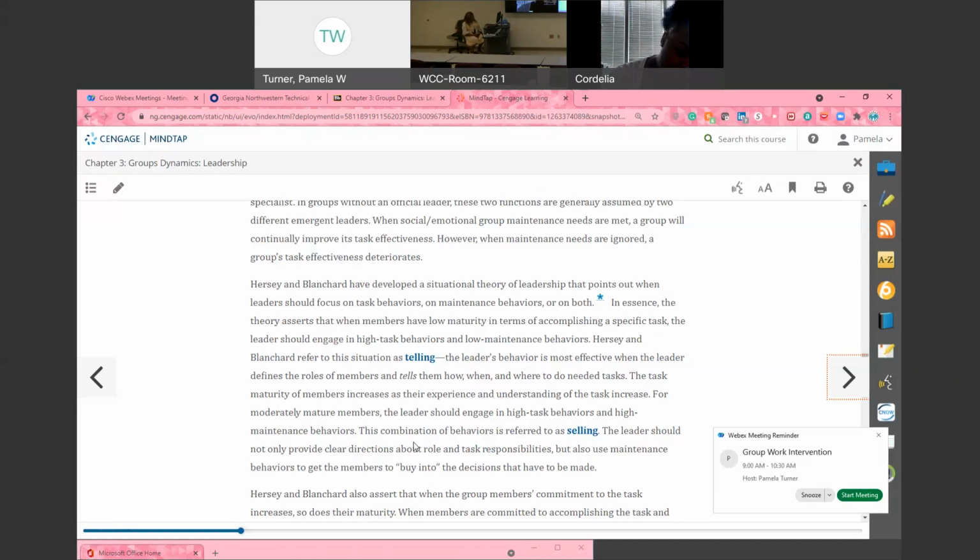The combination of the behaviors is known as selling. The leader should not only provide clear direction about role and task responsibilities, but use a maintenance behavior to get the members to buy into the leadership, right? So again, those harmonizing roles, the compromiser, the information giver, all of those are going to be used to get people to have buy-in into this task-based group.